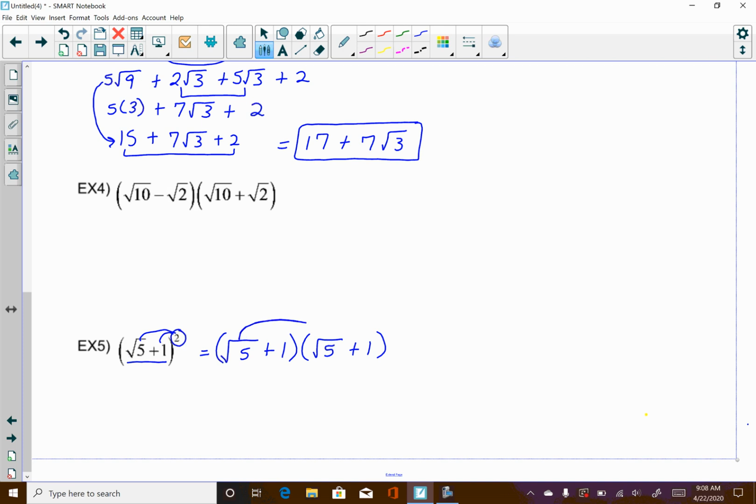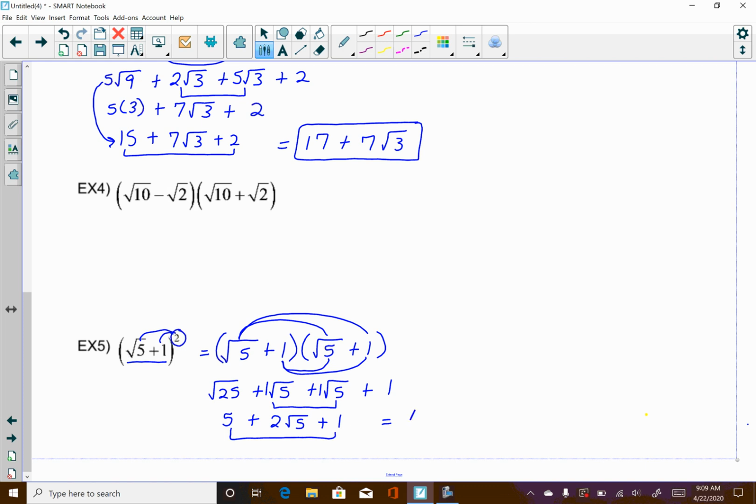So square root of 5 times the square root of 5 will give me square root of 25. Outside, square root of 5 times 1. Inside, 1 times the square root of 5. And then last, 1 times 1. Square root of 25 is 5. These two square root of 5s here combine. There's a 1 and a 1 in front of both of those, so you get 2 square root of 5s plus 1. And then combine your whole numbers here. 5 plus 1 will give me 6 plus 2 square root of 5.